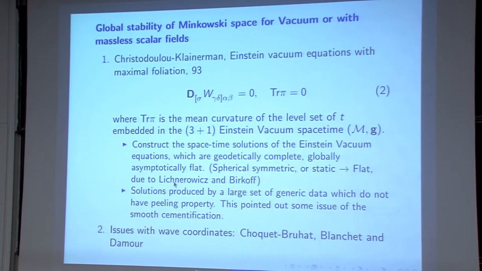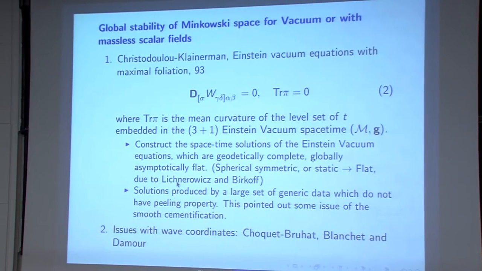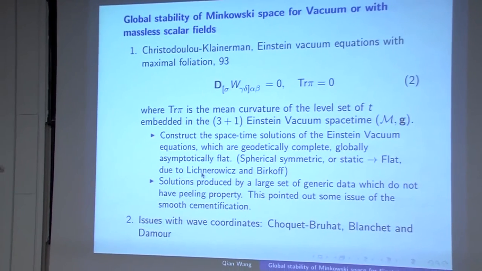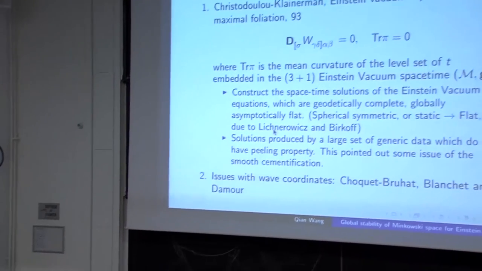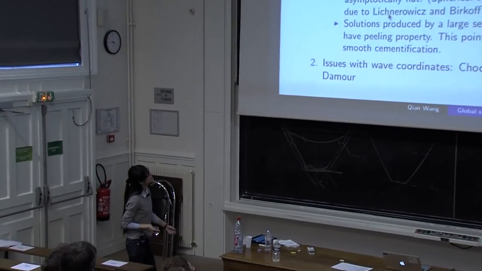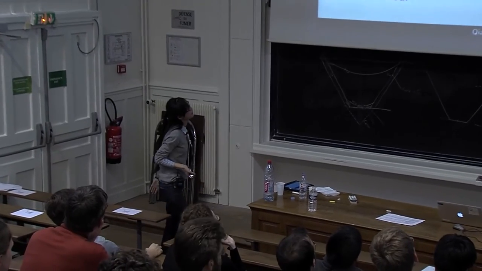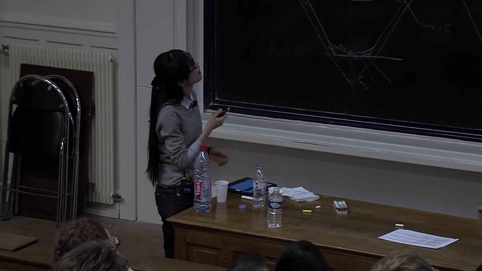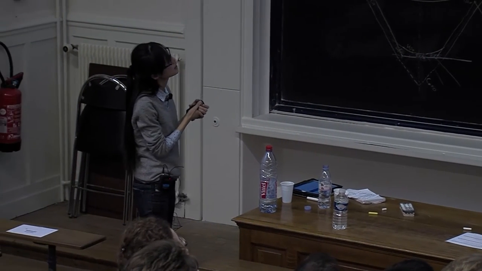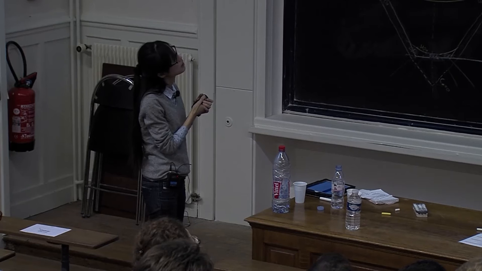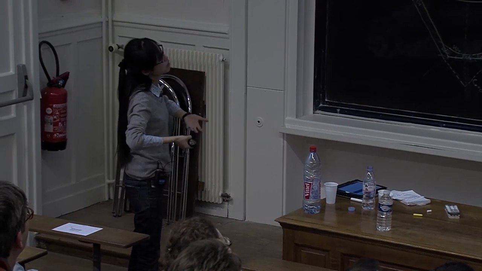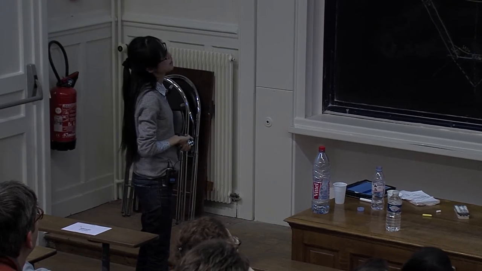Let's talk about, when you talk about this title, you immediately think about this work, and you consider doing the small data global existence result for Einstein vacuum equation, and you didn't really dash to using a nonlinear wave. You actually consider Bianchi equation under the maximal foliation. And maximal foliation is depicted here. I wrote trace pi equals zero. Trace pi is the mean curvature of the level set of T embedded in the spacetime MG.